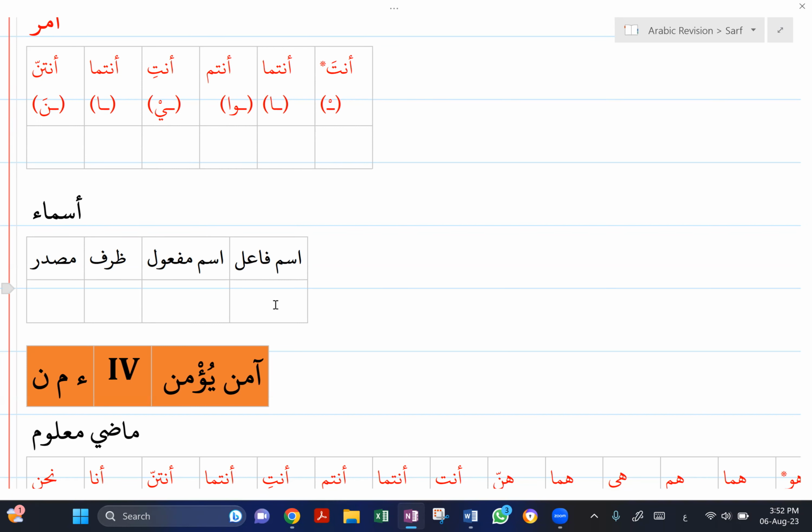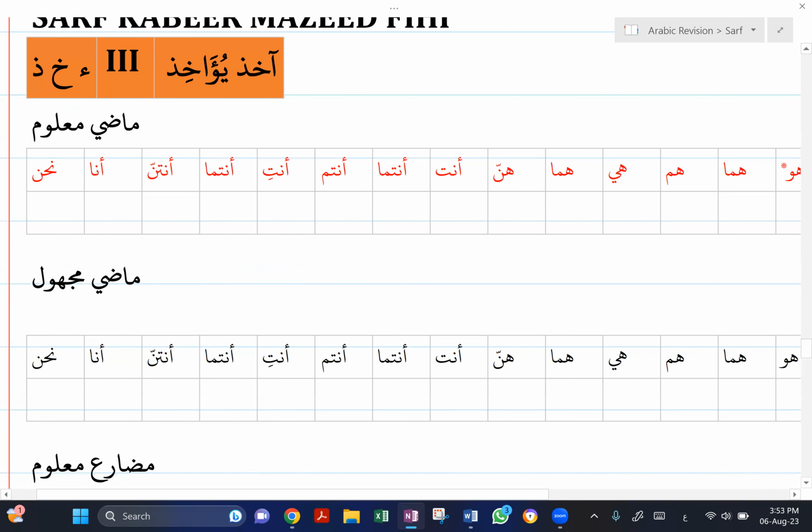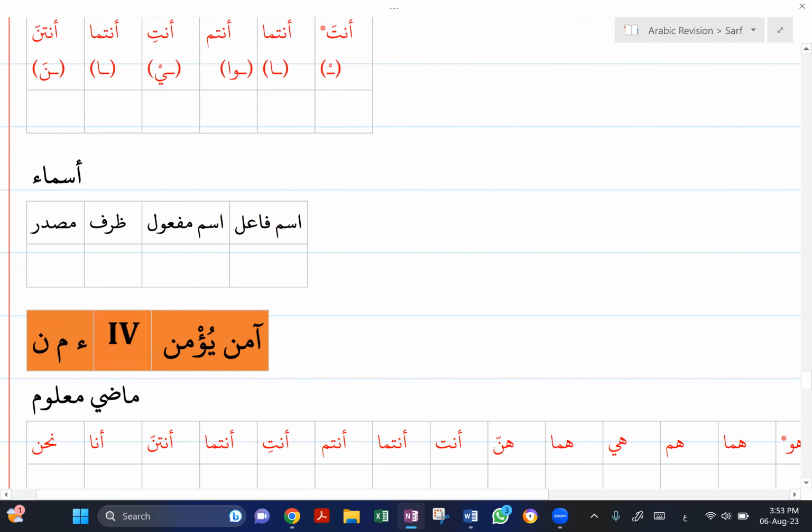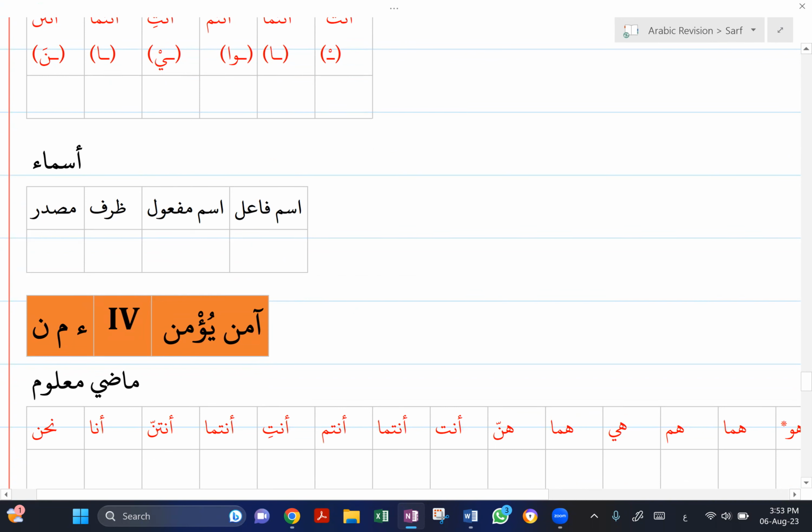Perfect. What about the isim maf'ul? مؤاخذ. Beautiful. The ظرف is the same as the مفعول, مؤاخذ. And then the masdar? It's going to be إيخاذا. That's the only part where you actually get some change in this family. It was going to be إيخاذا because of jihadan, and then the Arabs say it is not allowed, so you smooth it out. ومؤاخذة, so that's the masdar. Is that clear?